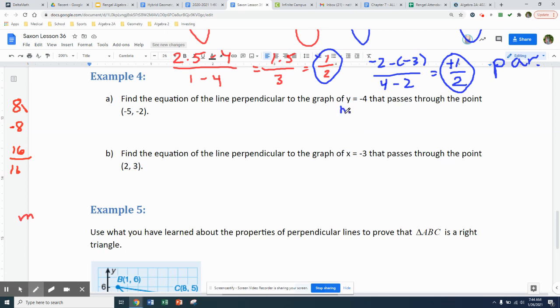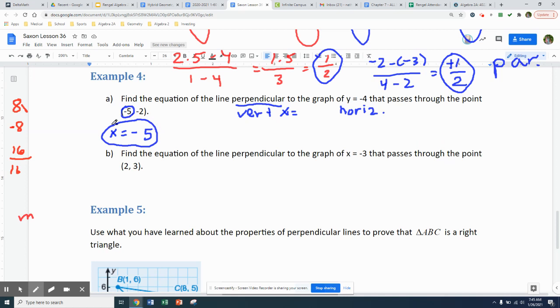So just a reminder, any y equals equation, we talked about this when we did lesson 34 just recently. Y equals -4 is a horizontal. So if I want to get something perpendicular to that, I need to go vertical. And vertical are x equals equations. So then I look at my point. I want to go through this point. So I have to have a point, I have to have an equation of x equals -5.